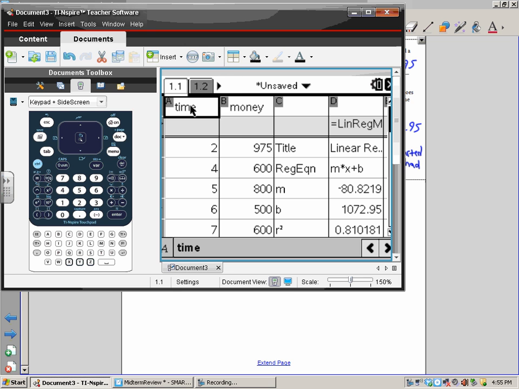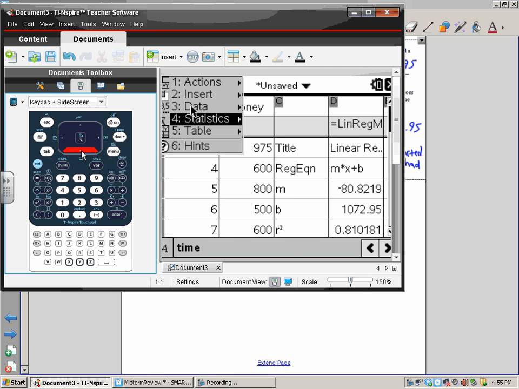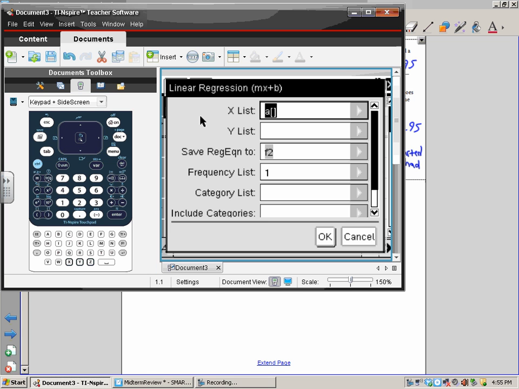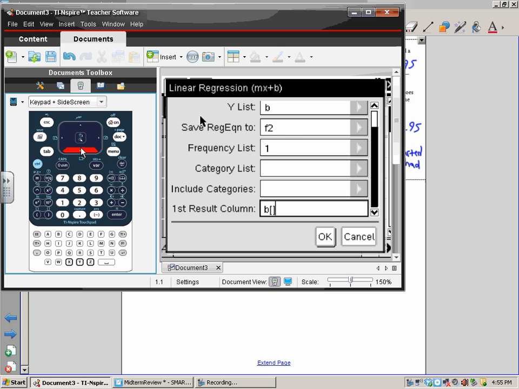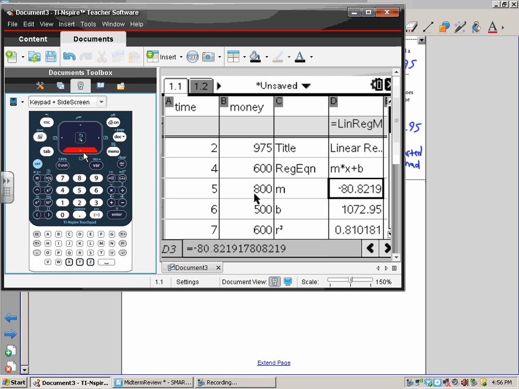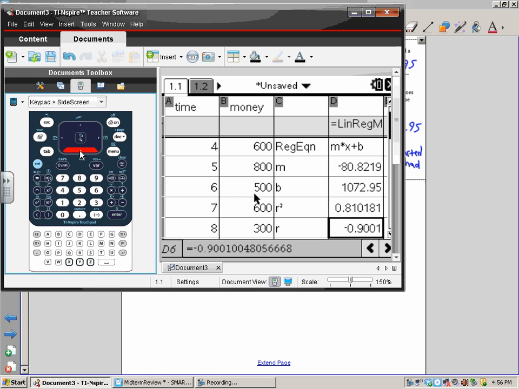So you start at time, you go to Menu, Statistics, Stat Calculations, Linear Regression. X list is A, Y list is B, and first result column is C. Again, I'm just repeating the process because I messed up one time, so I want to make sure everyone's on the same page. Okay, so we can see there's our slope, -80.82, just like we got from the graph. There's our y-intercept, 1072.95, just like we got when we looked at the graph. And our R value is -0.9.